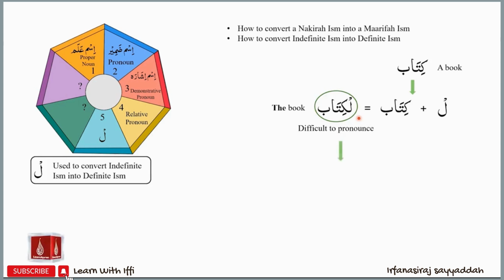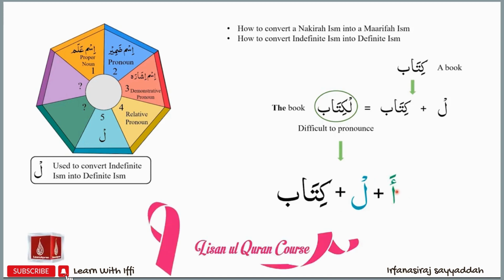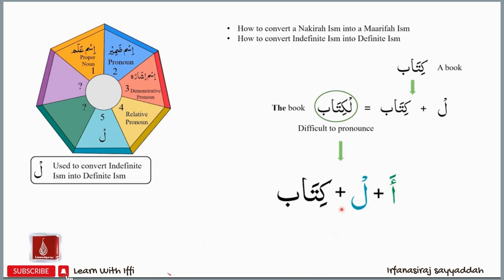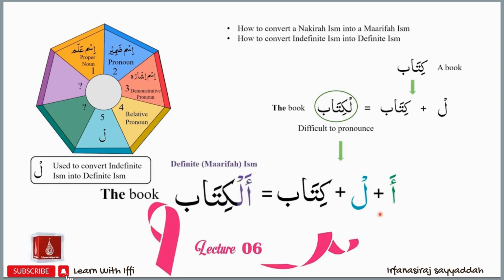We will take both kitab and the lam with a sukoon on it, and we will get the help of another alphabet, which is hamza. If you recall from the first lecture, this is not alif, this is hamza because it has the zabar on it. So using this hamza, we can now put all of these three together and make the word al-kitab. Al-kitab is much easier to pronounce.